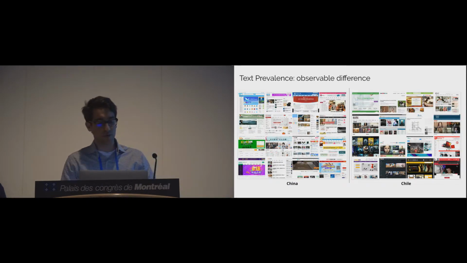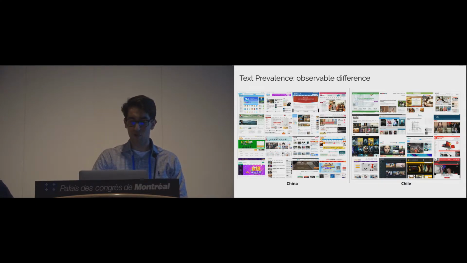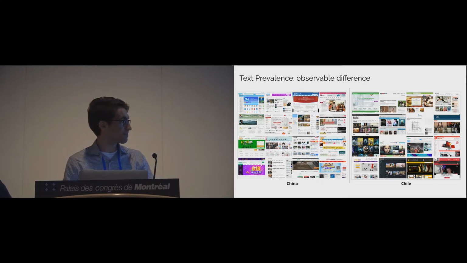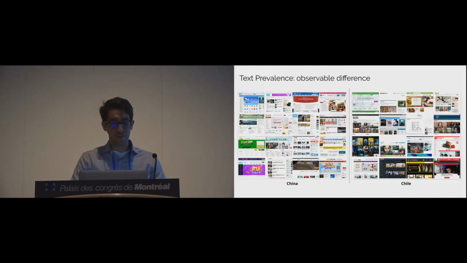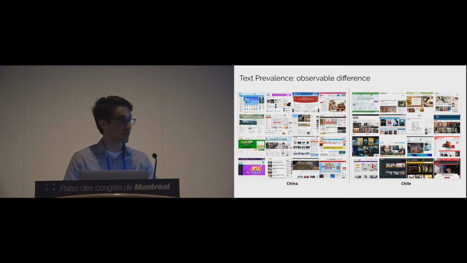Differences in text prevalence were again visually noticeable across countries. For example, on the left, sample websites from China show more text overall compared to Chilean websites on the right. And similar to saturation, we found these results in text prevalence particularly exciting, since it is visually apparent even when scanning large numbers of website screenshots.